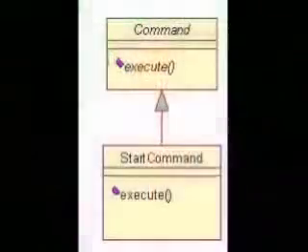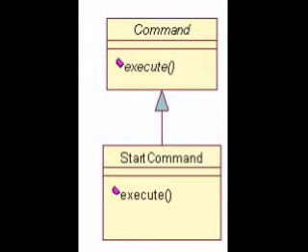An abstract class is represented in UML as shown in this diagram. Note that the class name command is in italics. The method execute is shown in italics to indicate that it is abstract.